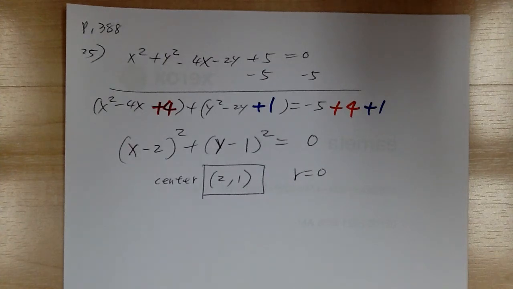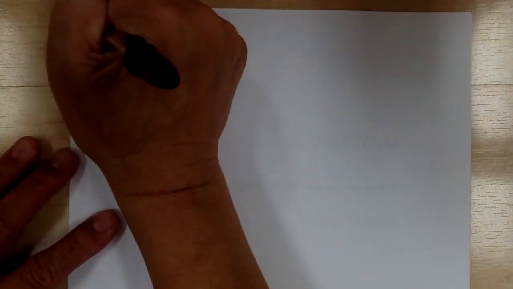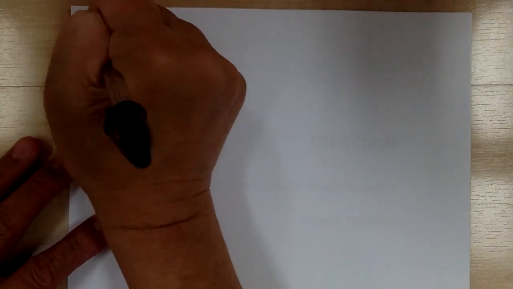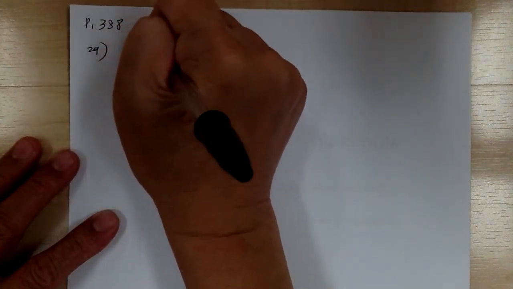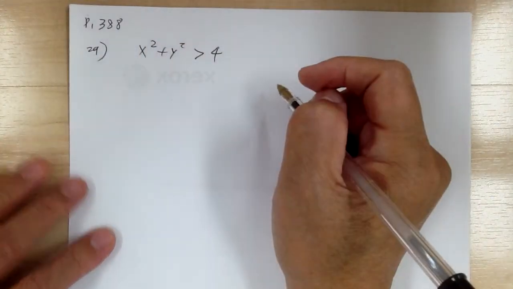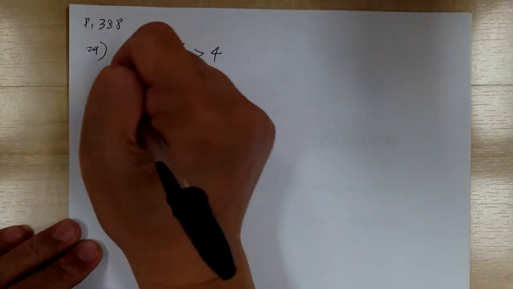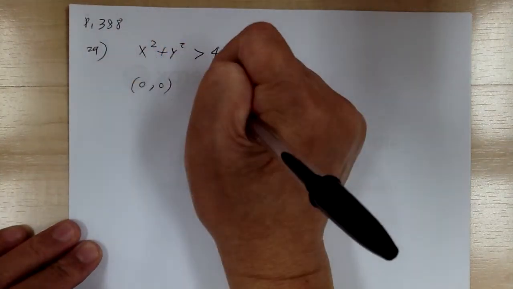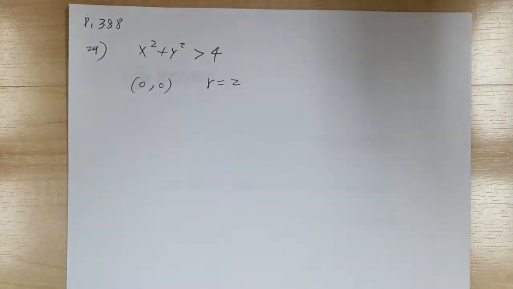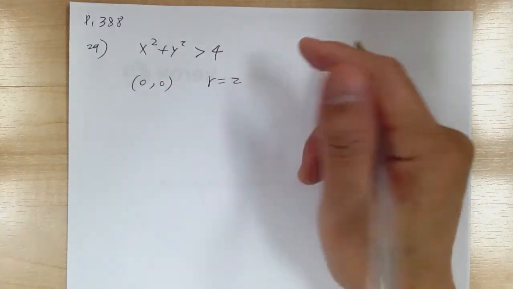Okay, let's go to 29. Okay, you got x squared plus y squared is greater than 4. So this is already complete a square already. So the center is going to be at (0, 0), and radius equal to 2. But you have to be careful, okay? So there are a couple of things you have to be aware of. But first, let's go and sketch these things out.